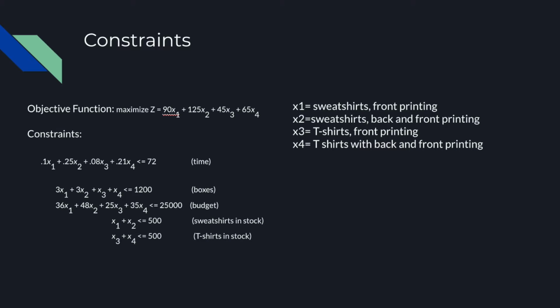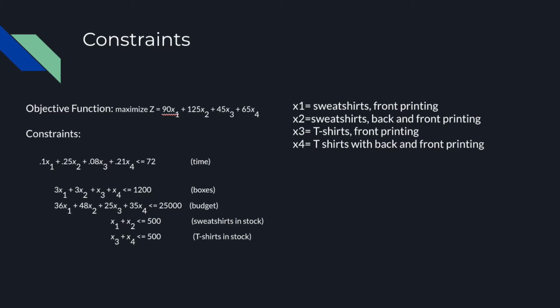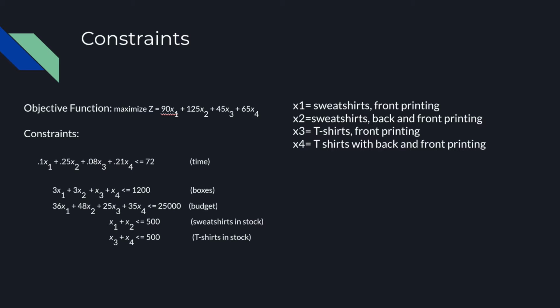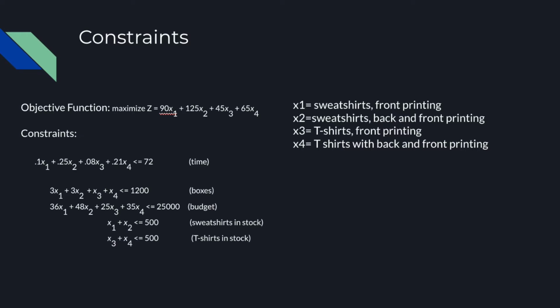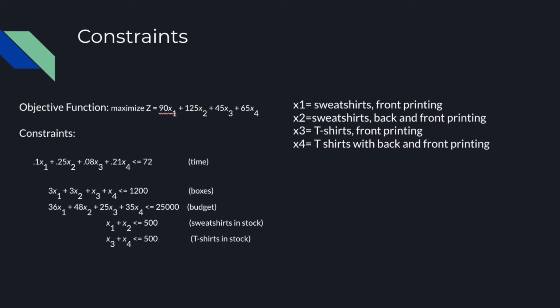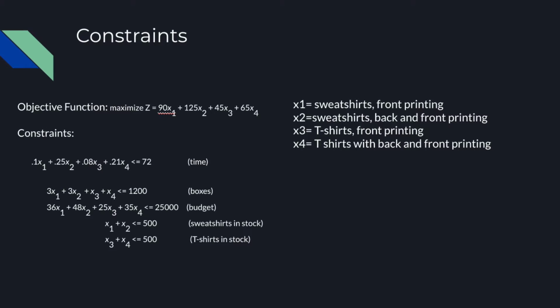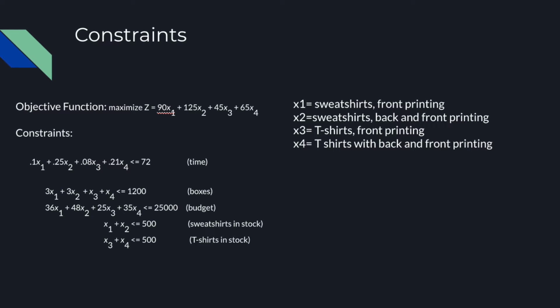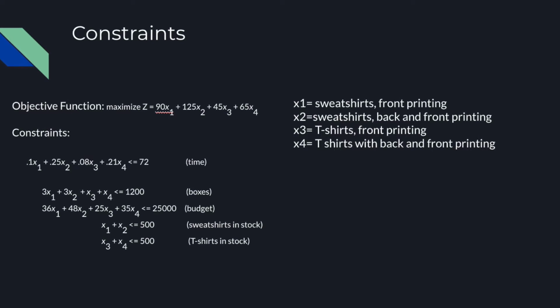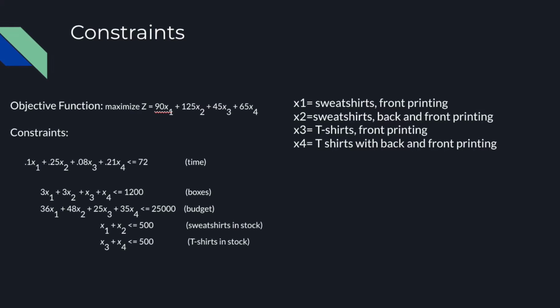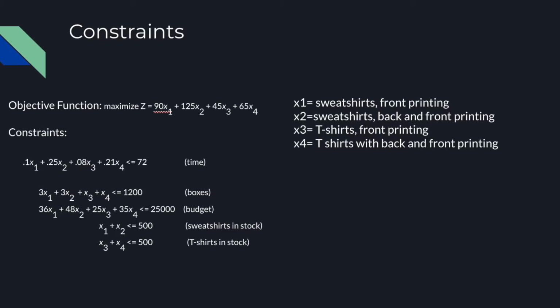All right, so like any problem of this nature, we're going to have some constraints that we need to abide by. For this particular problem, we're going to use X1 to represent sweatshirts with front print, X2 to represent sweatshirts with back and front print, X3 to represent t-shirts with front printing, and X4 to represent t-shirts with back and front printing. So our objective function, in order to maximize Z, which is our profit, we have to multiply each X by the amount of profit that it will make, and then we add up all of those. The X's are what's going to be maximized in the solver results, which will be next slide.